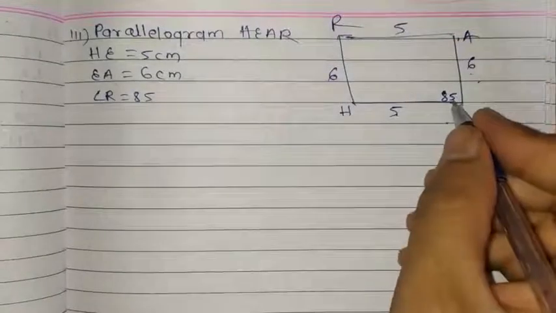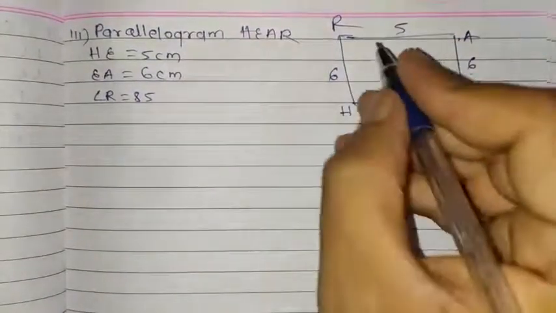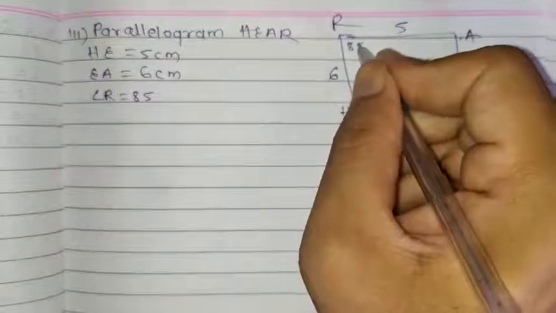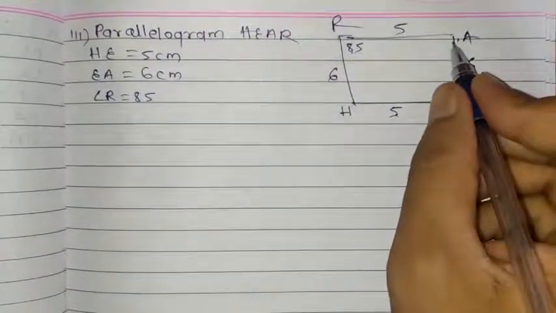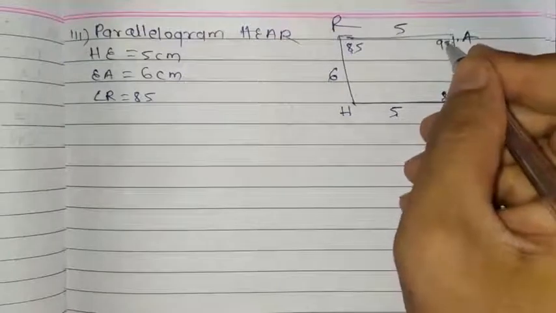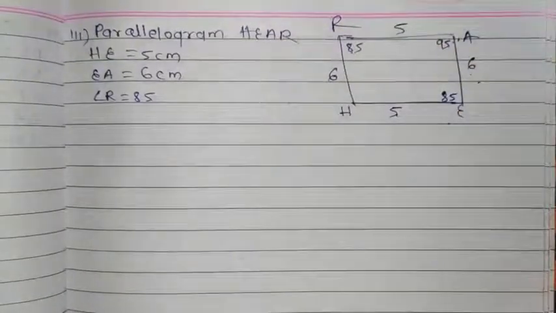That we got it. Here 85 is given at R. So opposite angles are equal. Here it is 85. This angle and this angle will sum to 180 degrees, so it will be 95, because 95 plus 85 is 180 degrees. So now here we start the design part.